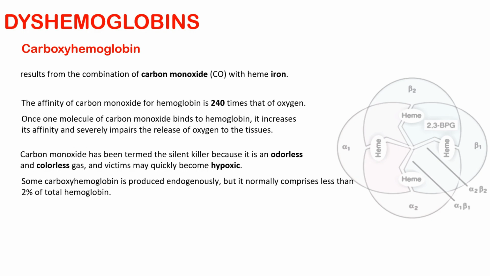Some carboxyhemoglobin is produced endogenously, but it normally comprises less than 2% of total hemoglobin. Levels may be as high as 15% in heavy smokers.